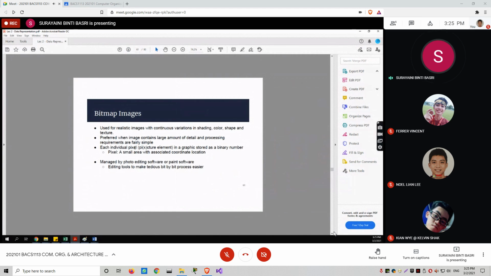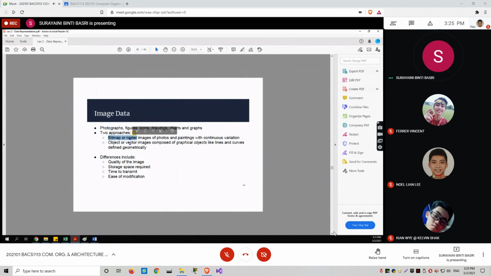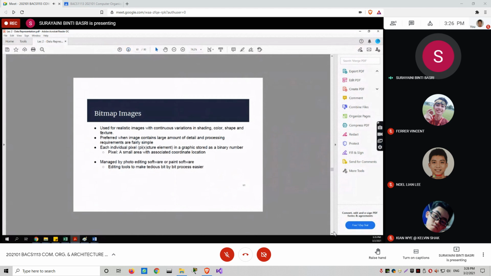Okay, so the bitmap image, which is the first way of storing image data. The bitmap image is used for realistic images with continuous variation in shading, color, shapes, and texture. So bitmap is used for realistic images, like a panorama, a view. It is preferred when the image contains a large amount of detail and processing requirements are fairly simple.